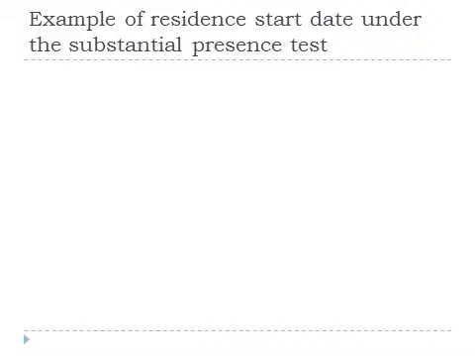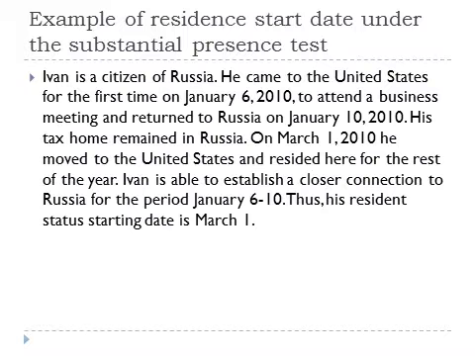Here's an example of the residence start date under the substantial presence test. Ivan is a citizen of Russia. He came to the United States for the first time on January 6, 2010, to attend a business meeting and returned to Russia on January 10, 2010. His tax home remained in Russia.